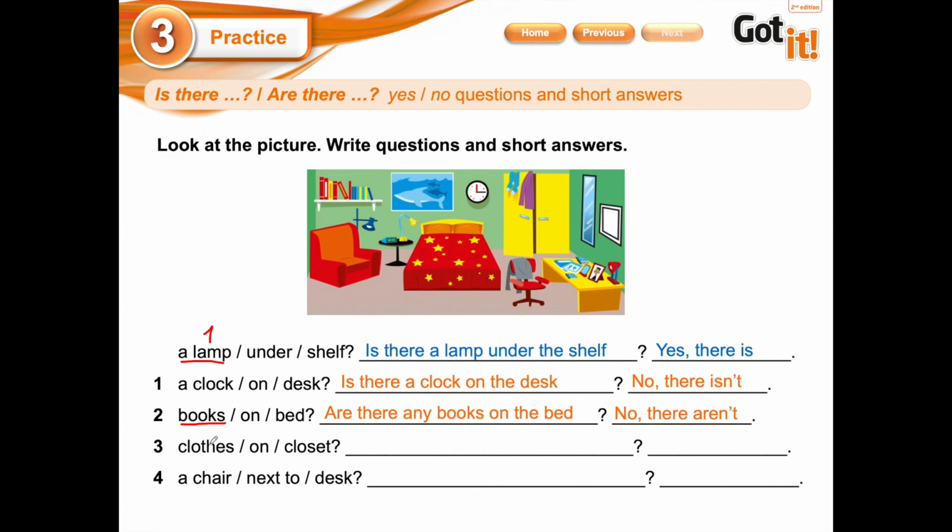Let's go with number 3, clothes. The same as the other one, it's plural. So, are there any clothes in the closet? And you pay attention to the closet. Here you have the clothes. So yes, there are. And finally, number 4 says a chair next to the desk. It's very similar to this. So, is there a chair next to the desk? And we pay attention to the photograph, and actually, yes. So, yes, there is.